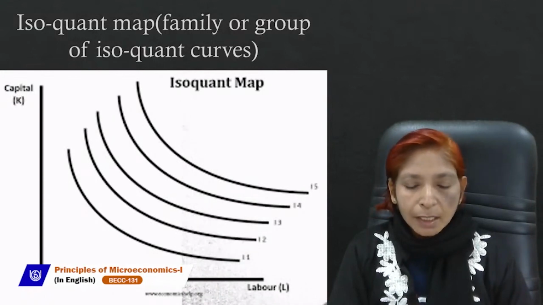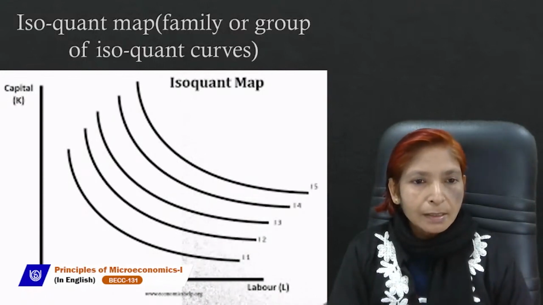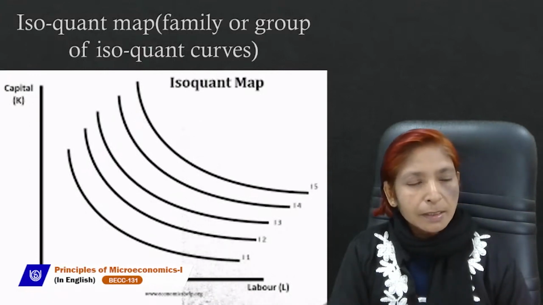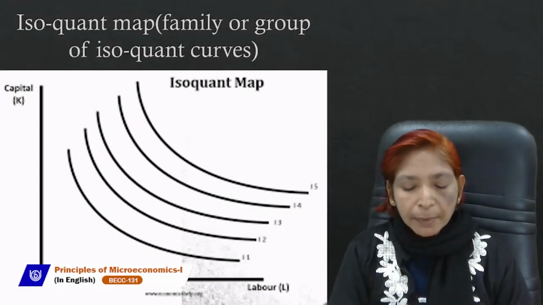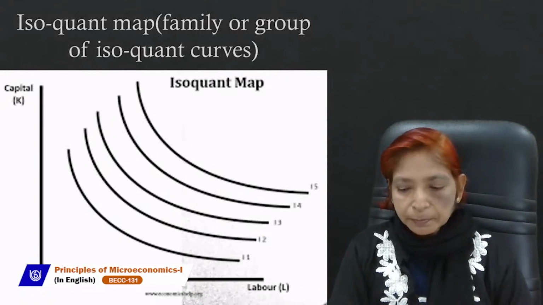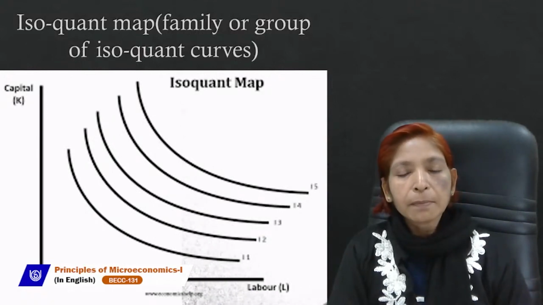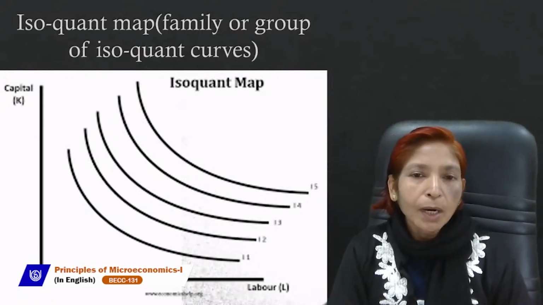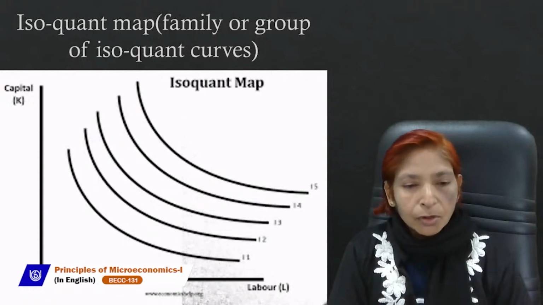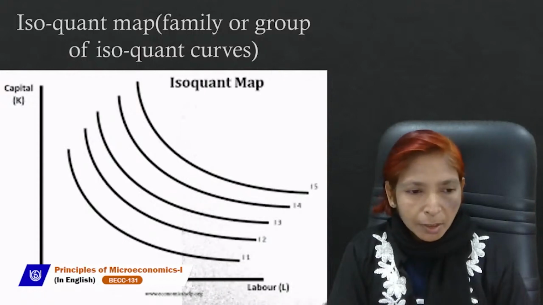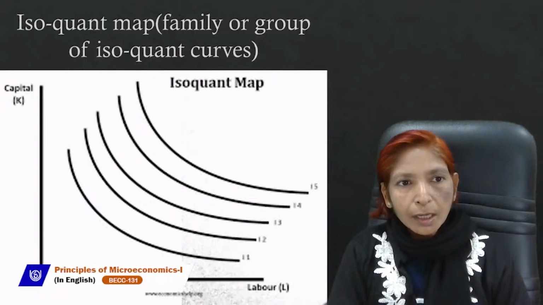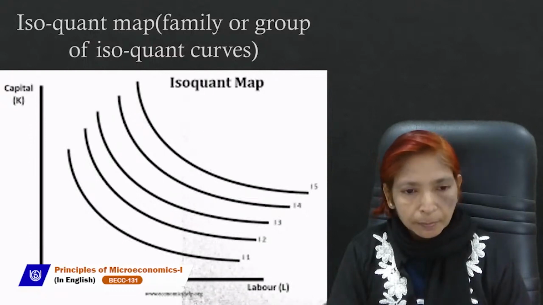On the x-axis, labor is written and on the y-axis, capital is written. Labor is denoted by L and capital is denoted by K. So the isoquant map is the family of isoquant curves. If we draw so many isoquant curves on the same graph, then it will be called an isoquant map.